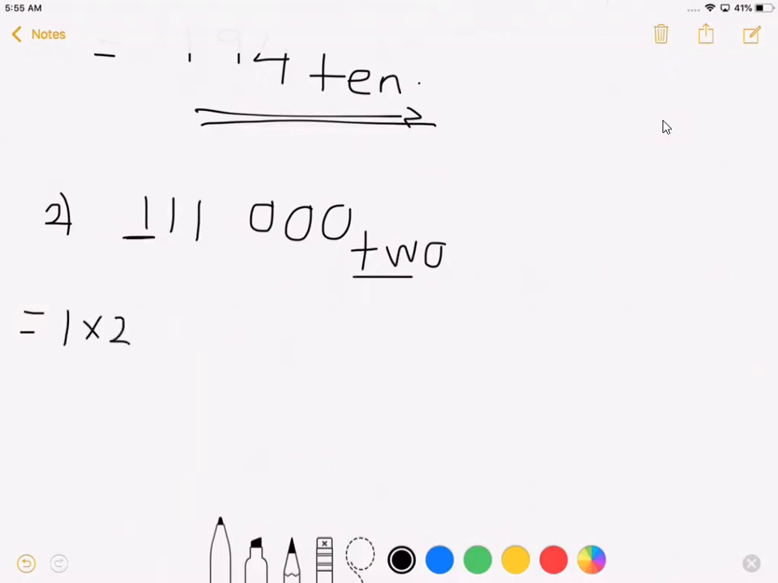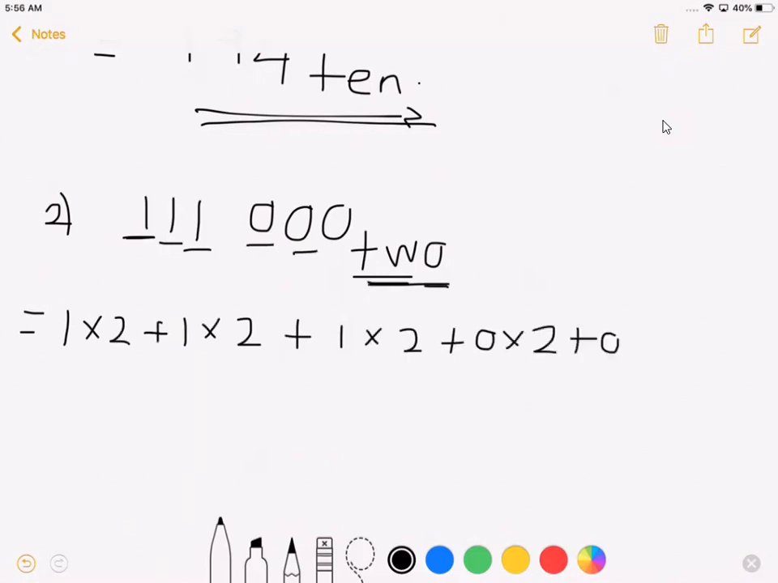You take the second number, you multiply again by 2. Plus 1 times 2. The third number, again you multiply by 2. Plus 1 times 2. The next one, plus 0 times 2. The next one, again by 2. And the last one, you multiply by 2. Now this time I need to put the powers.